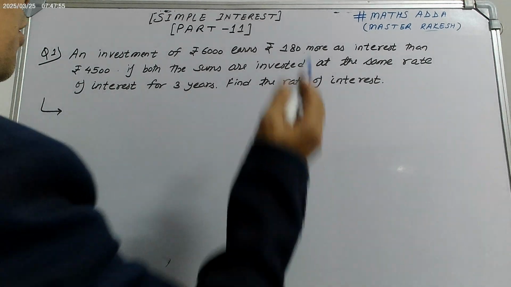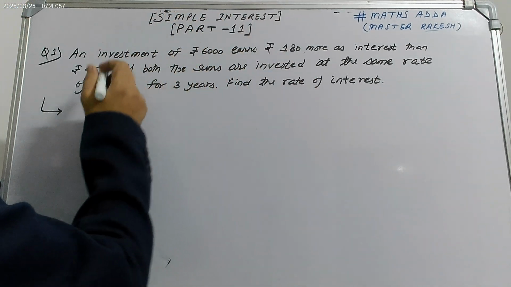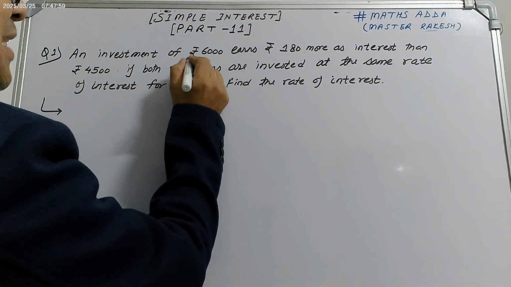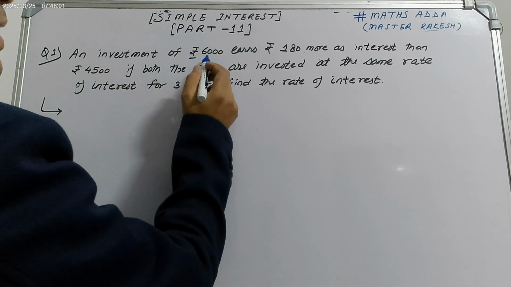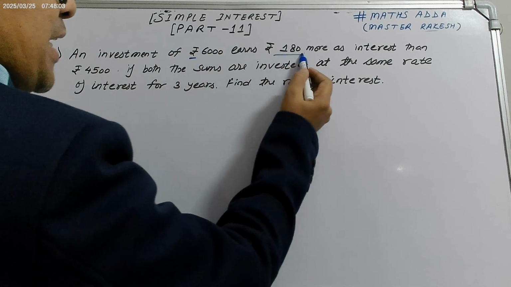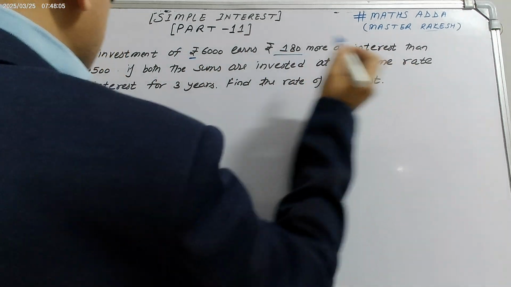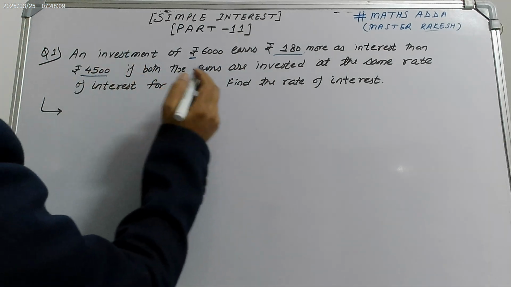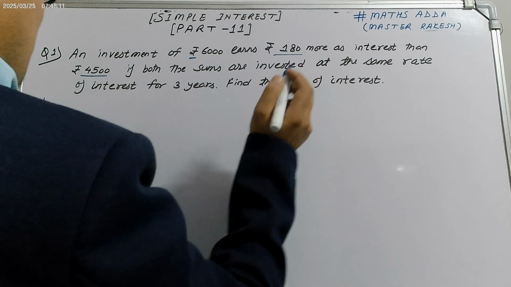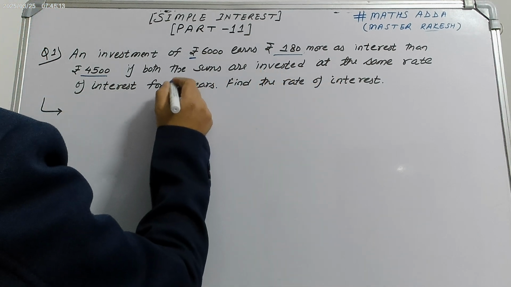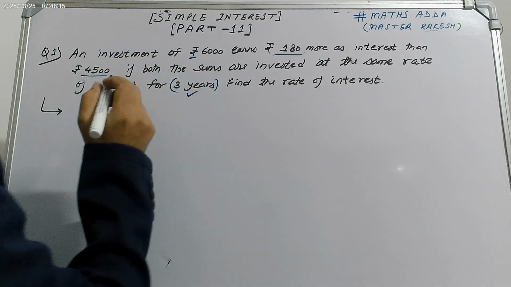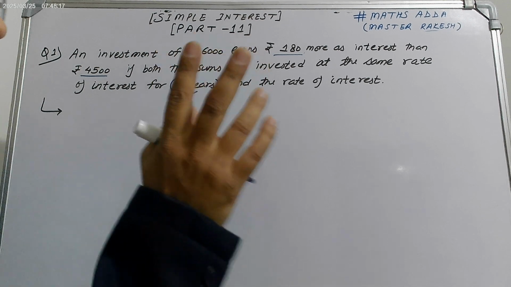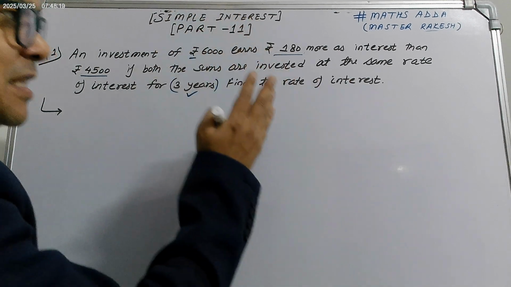There is a question of simple interest, part 11. An investment of rupees 6,000 earns rupees 180 more as interest than rupees 4,500 if both the sums are invested at the same rate of interest for 3 years. So this is the tenure. So basically we have to understand these questions.